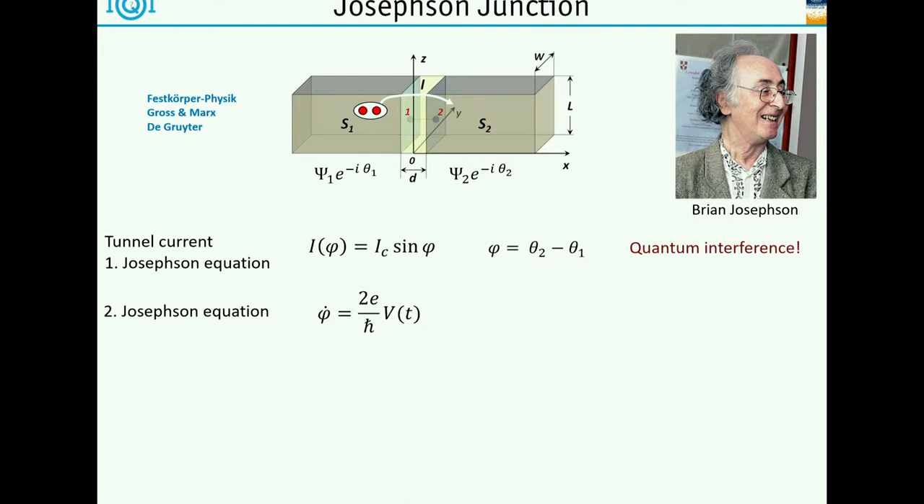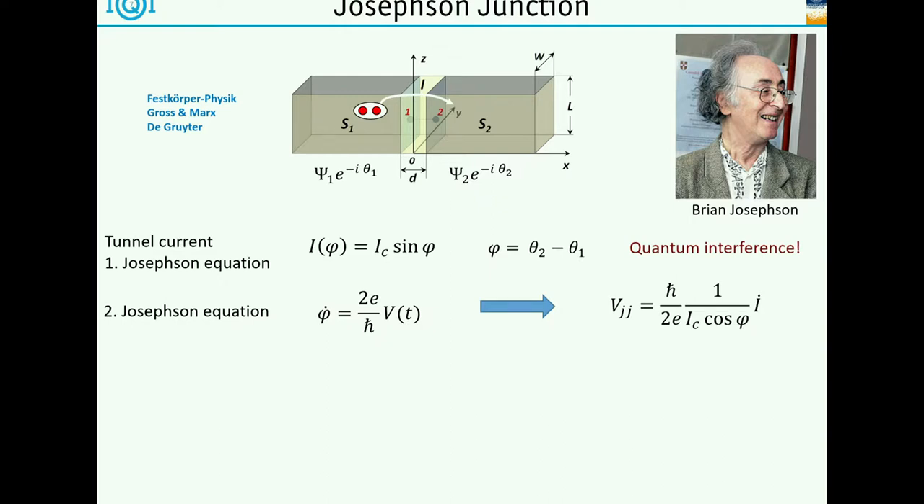The second Josephson equation says that if I apply a voltage, then my phase will start to continuously evolve, which in the end means I get an oscillating current. So those are the two Josephson equations. From that, I can write down a voltage-current relation. And what you find is that the voltage across this device depends on the time derivative of the current, with some strange prefactor I'll talk about in a second.